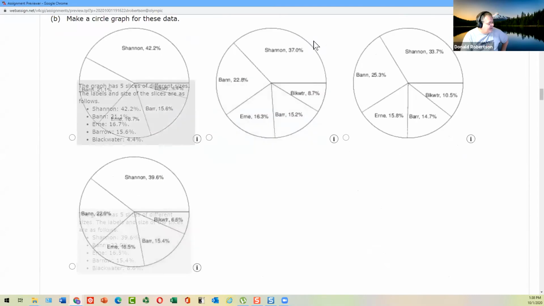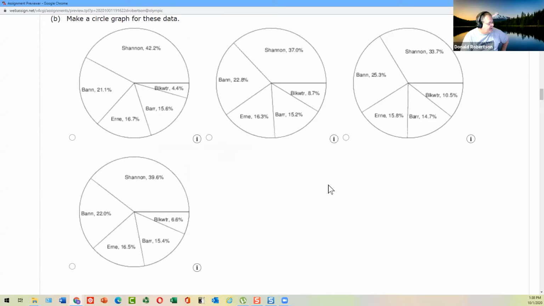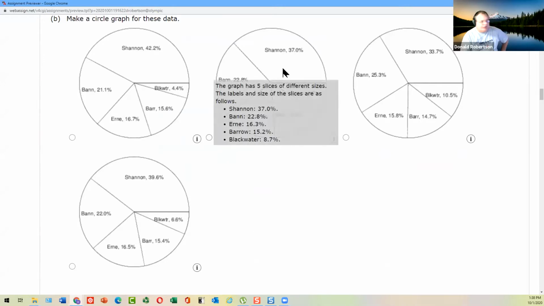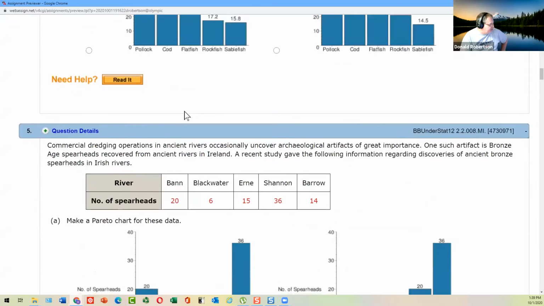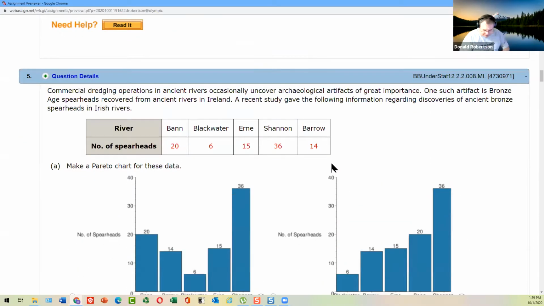Now, to get this, let's just pick one particular one. We pick Shannon. Right. Now, if I go back to the original data, what do I know about Shannon? I'm writing this down, but you can just hear me say it. I know that there was 36 in the Shannon River, and the total number is 26. Sorry, 36, 41, 50, 60, 71, 77, 87, 93.